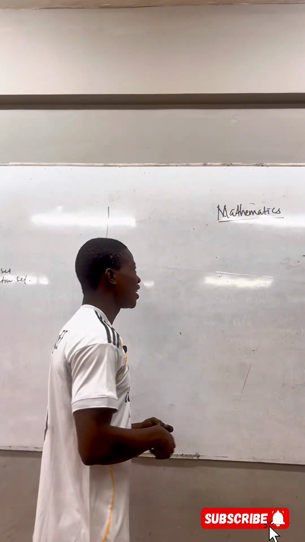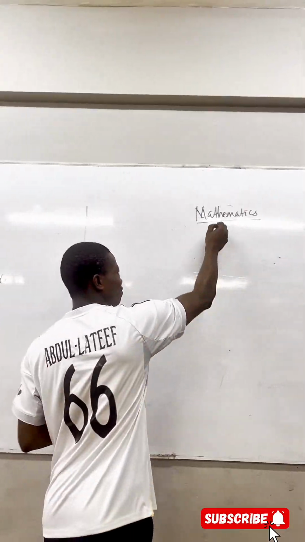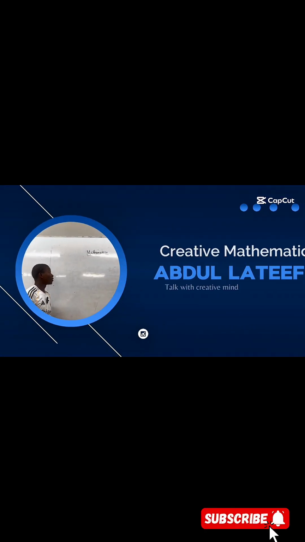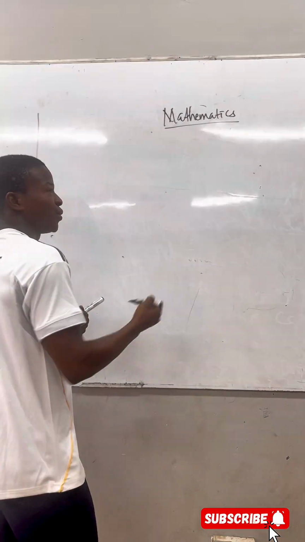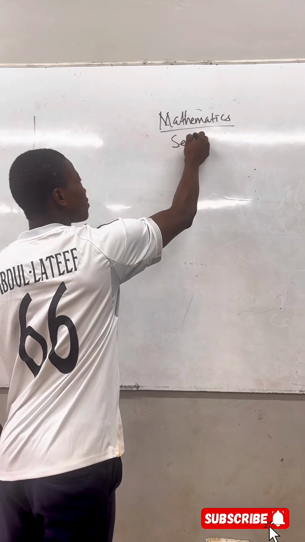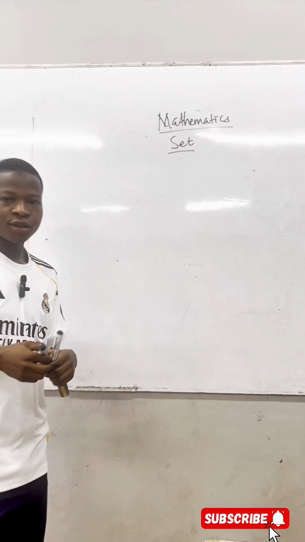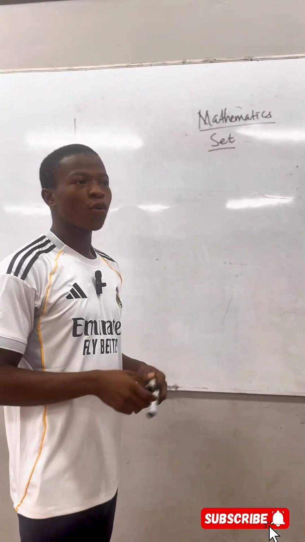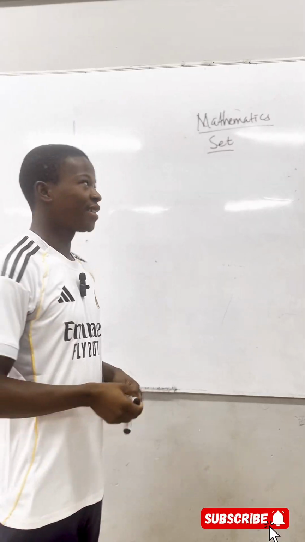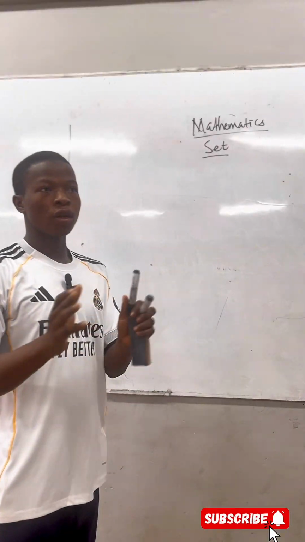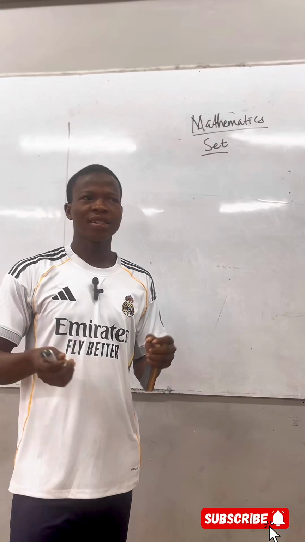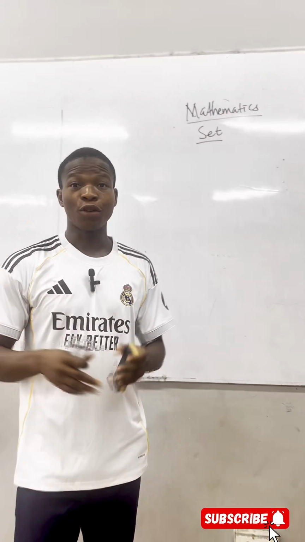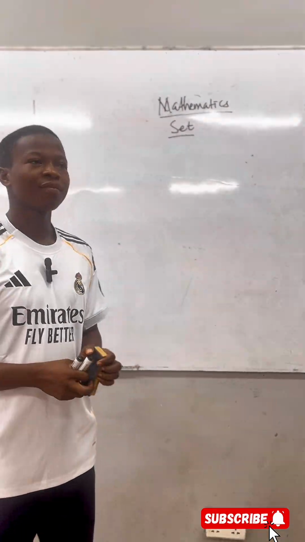Today, we are going to be looking at sets. So when we say a set, what is a set? A set is a collection of well-defined objects, and not any objects at all. Objects that can be arranged in order of sequence or in order of manner.